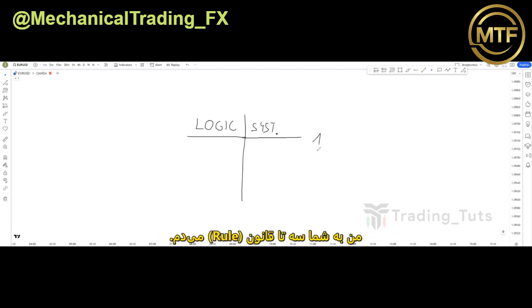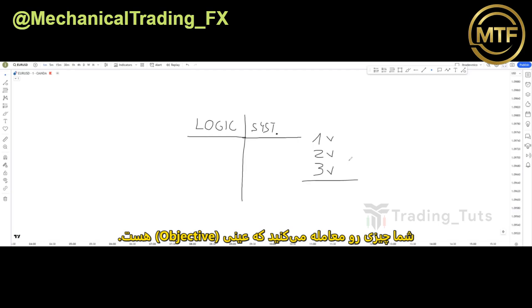I'm going to give you 3 rules that you just have to check. So if this respects rule number 1, you check it. Rule number 2, you check it. Rule number 3, you check it. And then you just have to place your trade, because you trade something systematical. You trade something that is objective, a rule-based system. That's why I trade in this way.